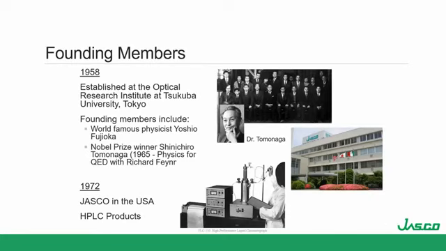So to start, Jasco was founded in 1958. It was established at the Optical Research Institute in Tokyo. Its founding members include Dr. Tominaga, who shared the Nobel Prize in 1965 with Richard Feynman. Then in 1972, Jasco took their optical expertise to the HPLC product line and built a system around it. Coincidentally, that was the same year that Jasco was established in the US.